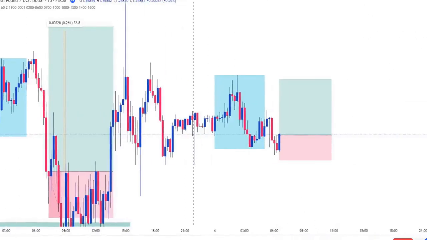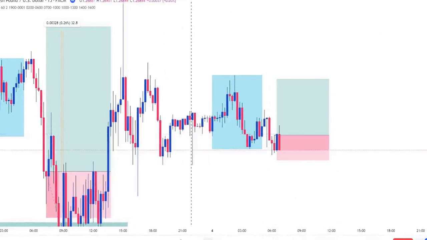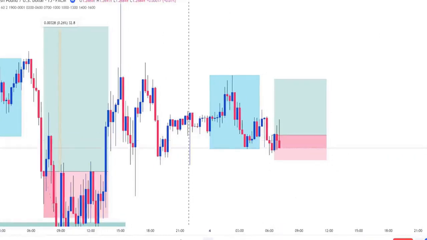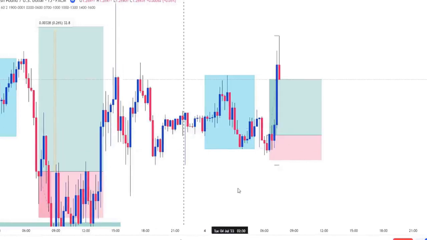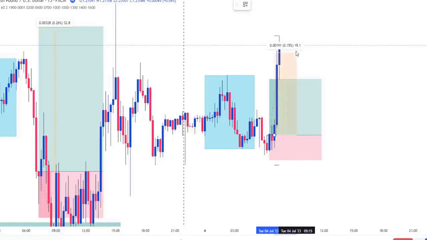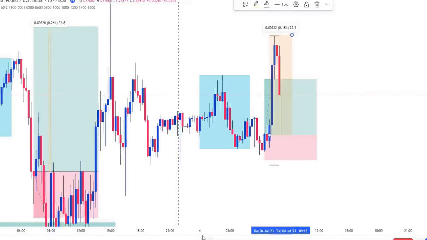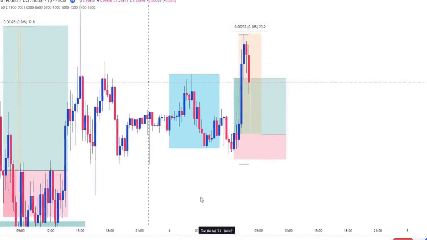So let's see how it goes for ourselves. We are in the market now, right? And then yes, we moved up to that place. Did we have up to 30 pips? This is less than 30 pips, but quite a decent trade. We could have gotten something in that movement. So this is a good trade too.